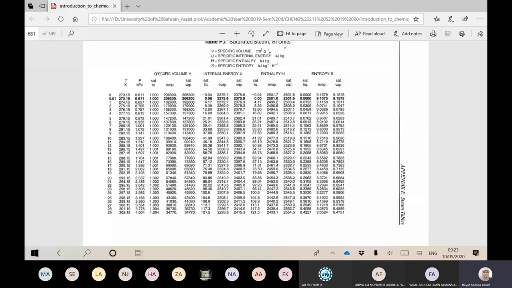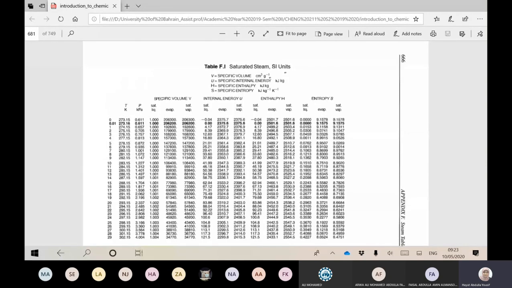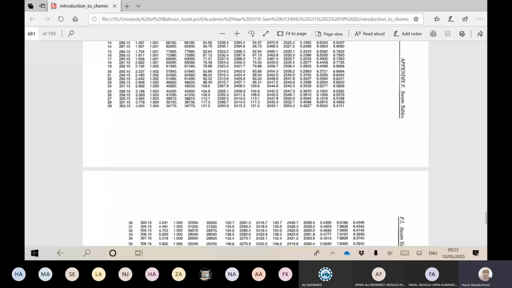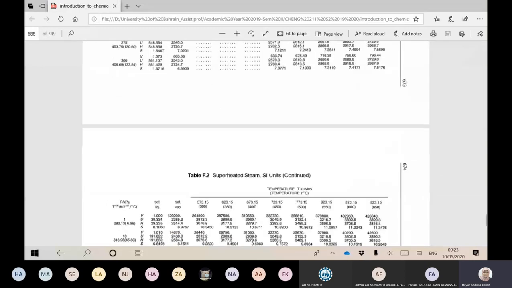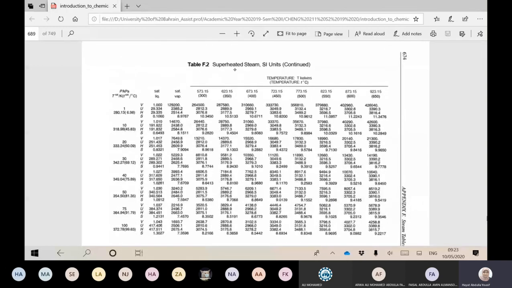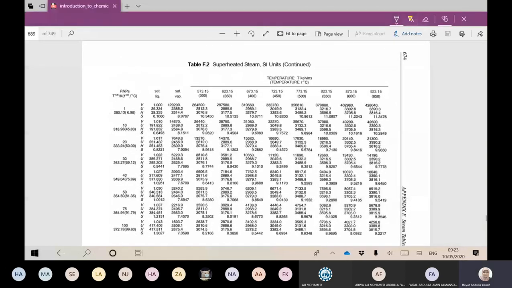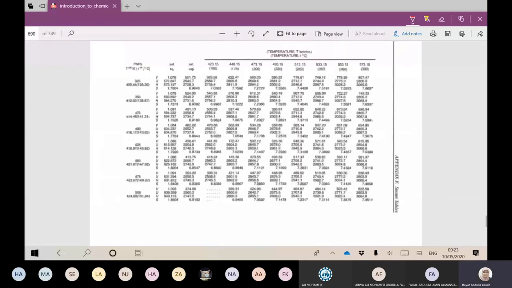We have 4 different tables. Table F1, and it is titled as saturated liquid. And then we have table F2, and table F2 is titled as saturated steam again. So both of them are saturated. Table F2, it is superheated. You can see there, it is superheated. And then I have table F3 and table F4.